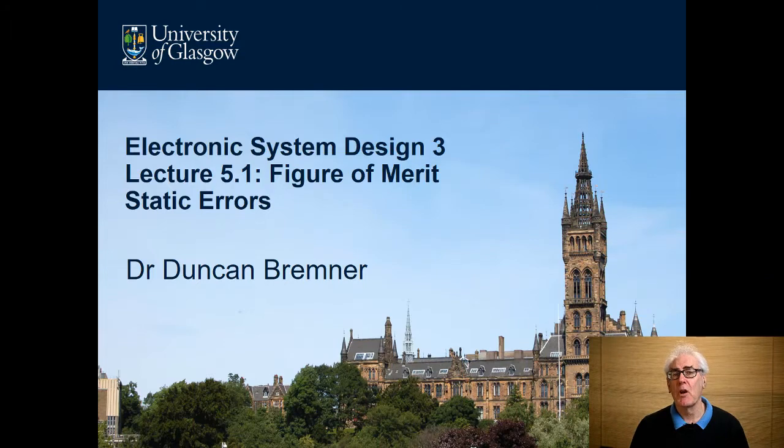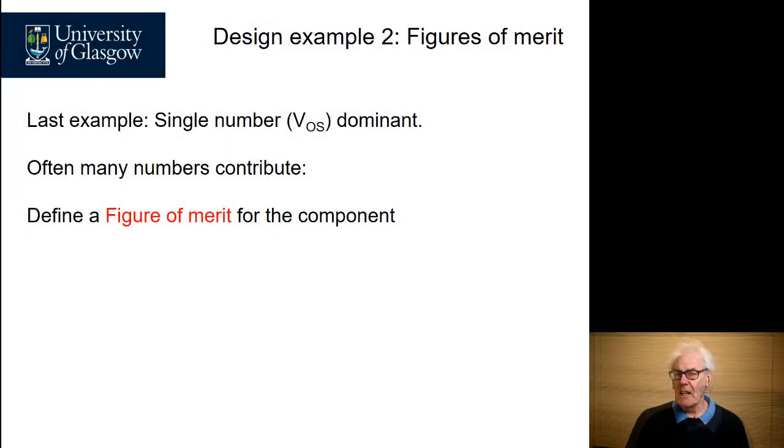We've talked about offset voltage, we've talked about offset current, and we've talked about bias current. Now let's analyse how we can actually select the right op-amp for the right application. And we use a concept called figure of merit. So let's take a simple design example and see how we would actually derive a figure of merit and how we would choose the right op-amp.